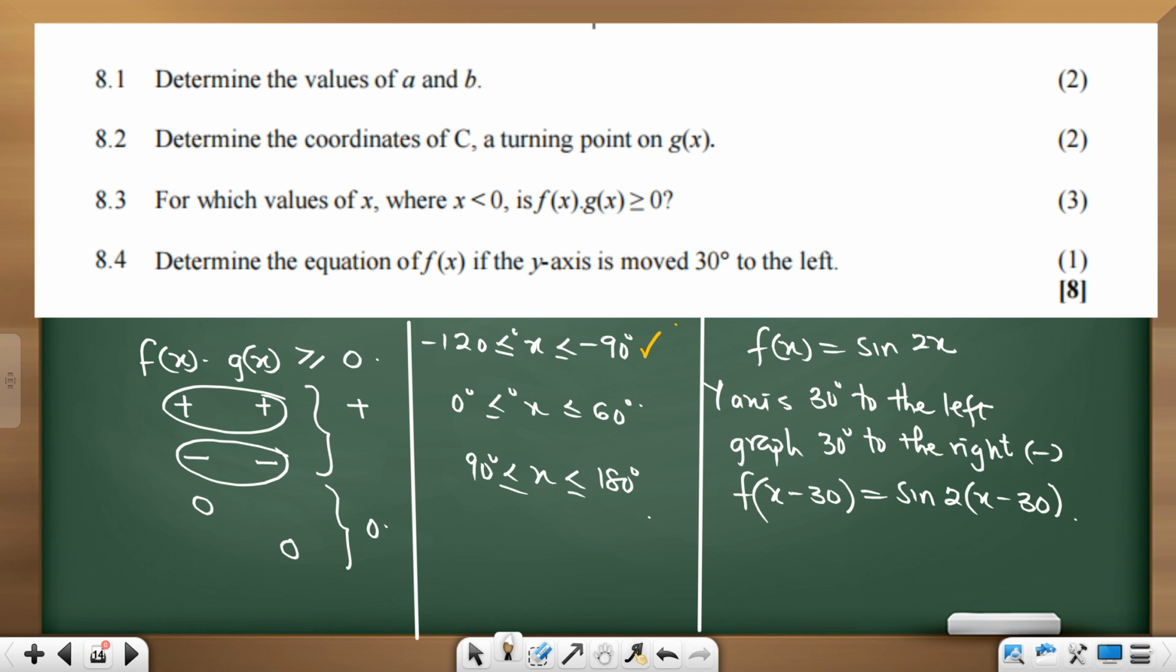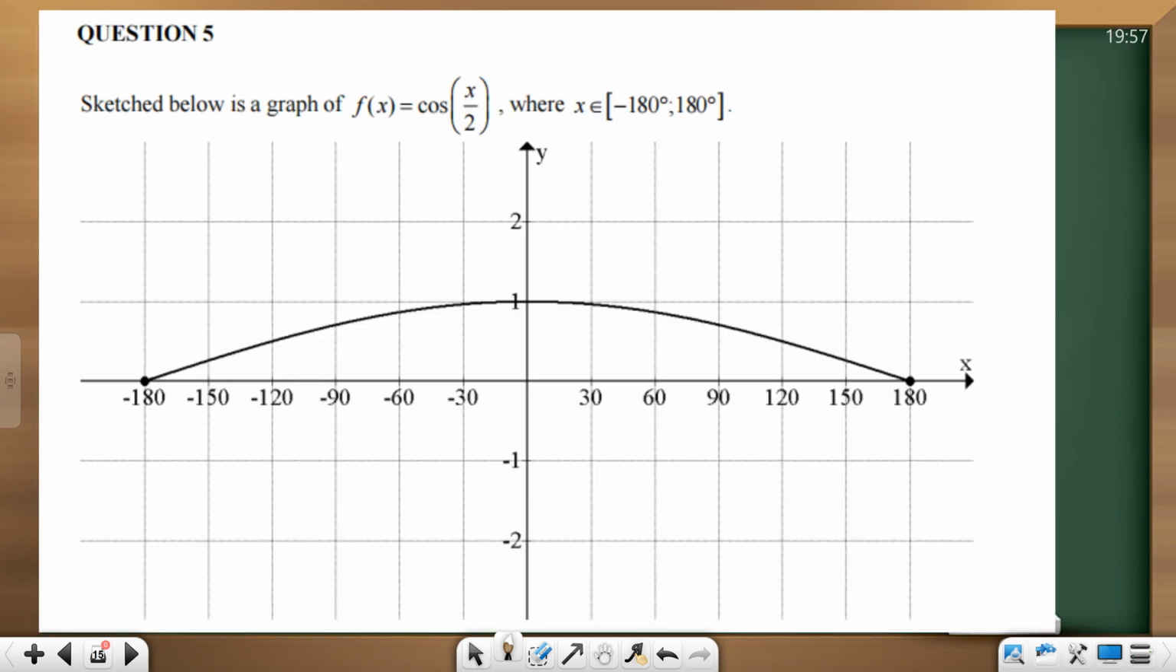I doubt. Let's see. I know time is running out. Let's check something. Let's see this one. Oh, I love this. Sketch below is a graph of x cos x over 2. Interesting. X lies between negative 180 and 180. I can promise you the question here is, what is the period? What's the period of this graph? Sorry? What is the period?